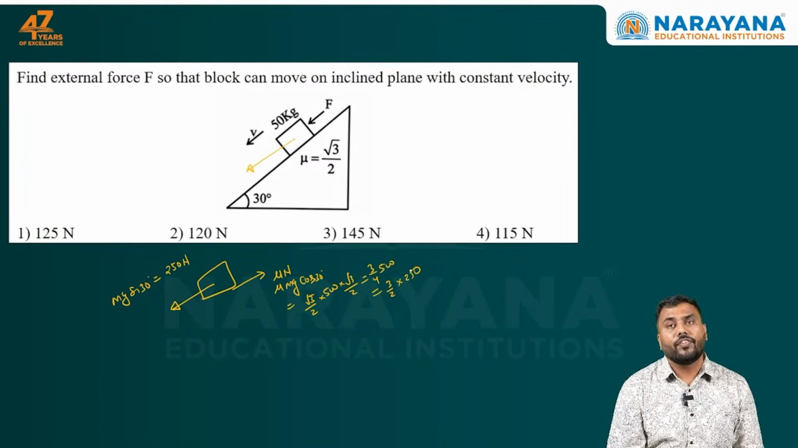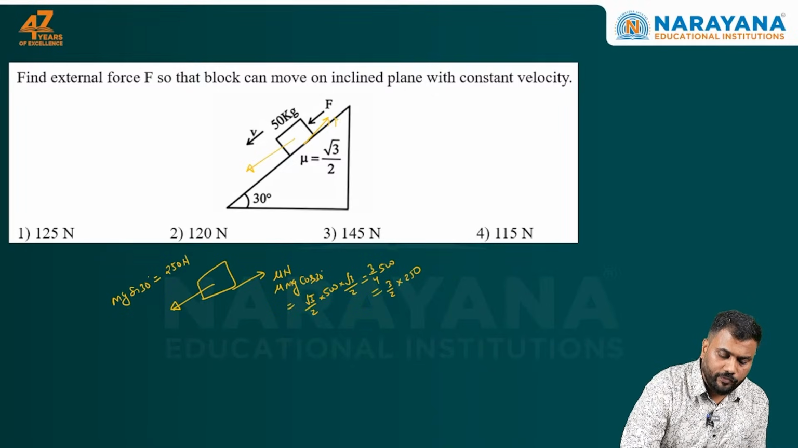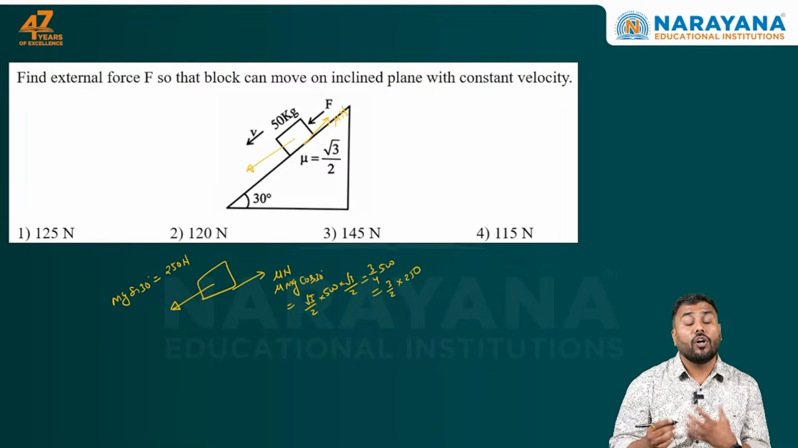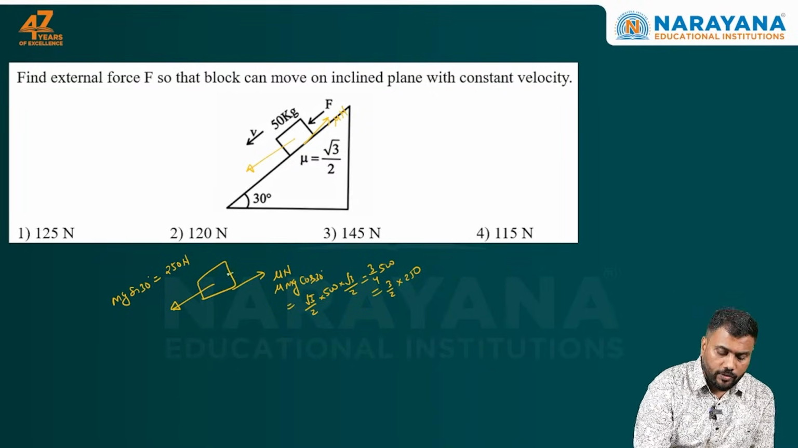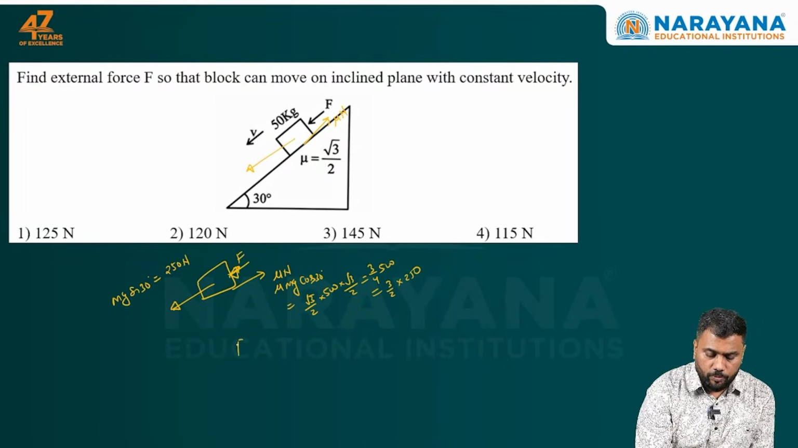So you can see the friction force is more. So the upward friction force is more. So definitely block will feel a resistance in going down. That's why you have to apply a downward pushing force to push the block downward. That downward pushing force should be nothing but difference of these two forces, 3 by 2 into 250 minus 250.